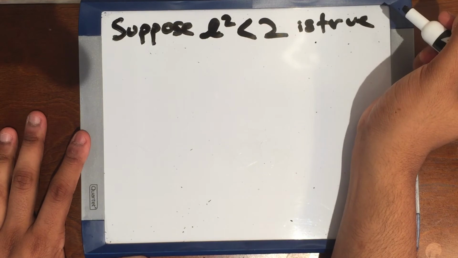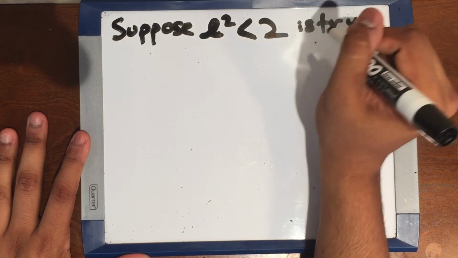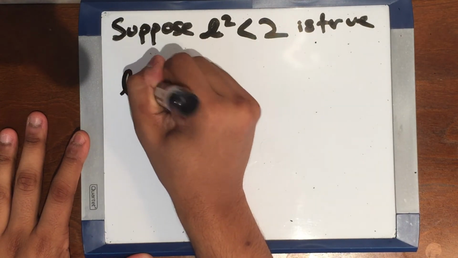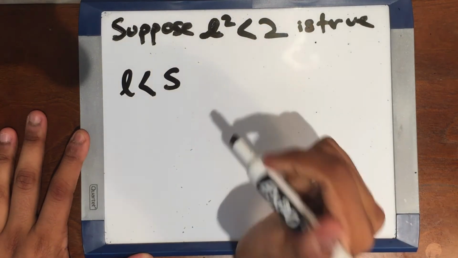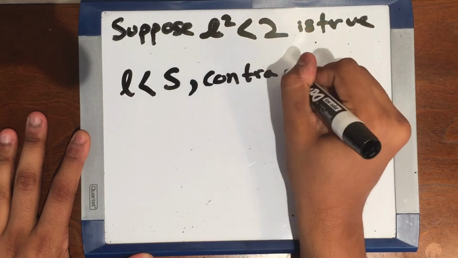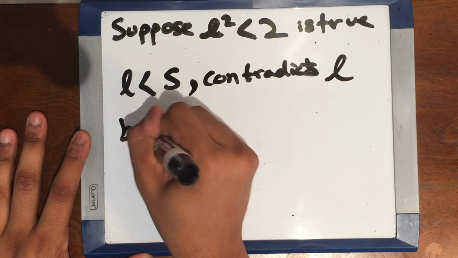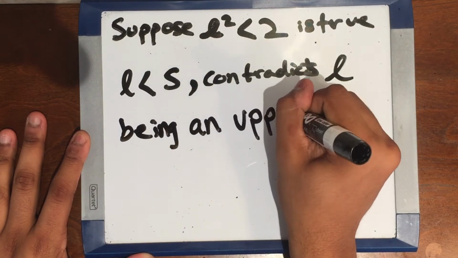So that means we can construct an element of S, where L is less than S, that contradicts L being an upper bound.